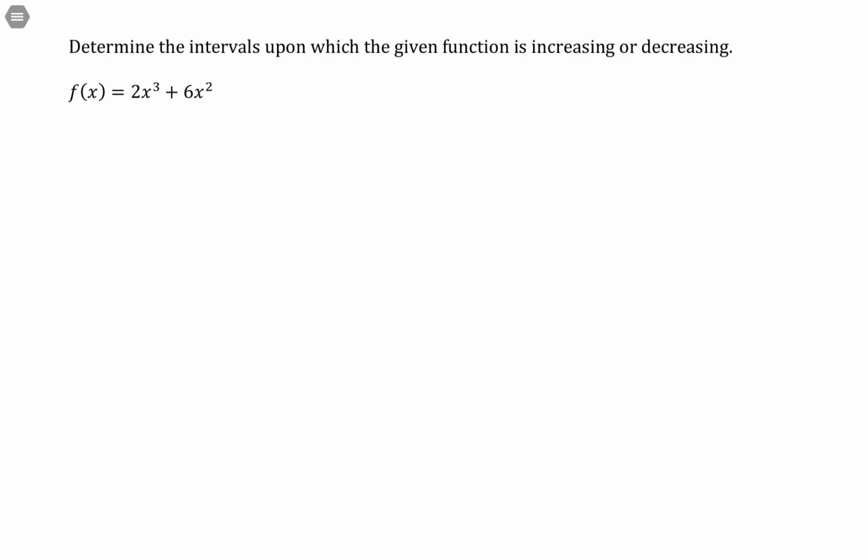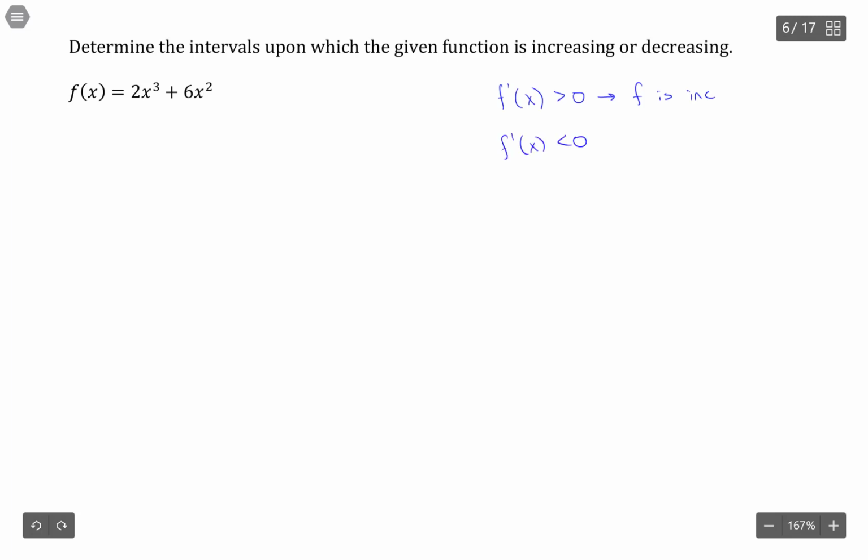The first property for determining intervals of increase or decrease is that whenever the first derivative is greater than 0, your original function is increasing, and whenever your first derivative is less than 0, then your function is decreasing. So in order to determine that analytically, let's first find the derivative, and since this is a polynomial function, we'll just use the power rule. So that will be 6x squared plus 12x.